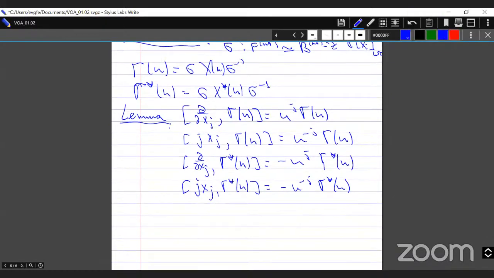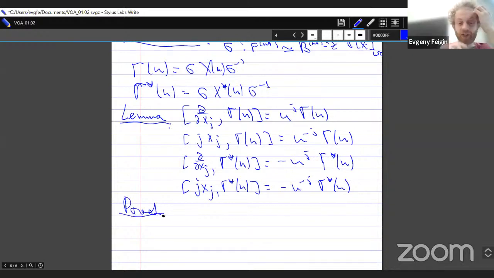Yes, exactly. We know the same relations for x, and they are preserved. d over dx and x_j are, in fact, our Heisenberg actions. And we know that they are preserved under a homomorphism.